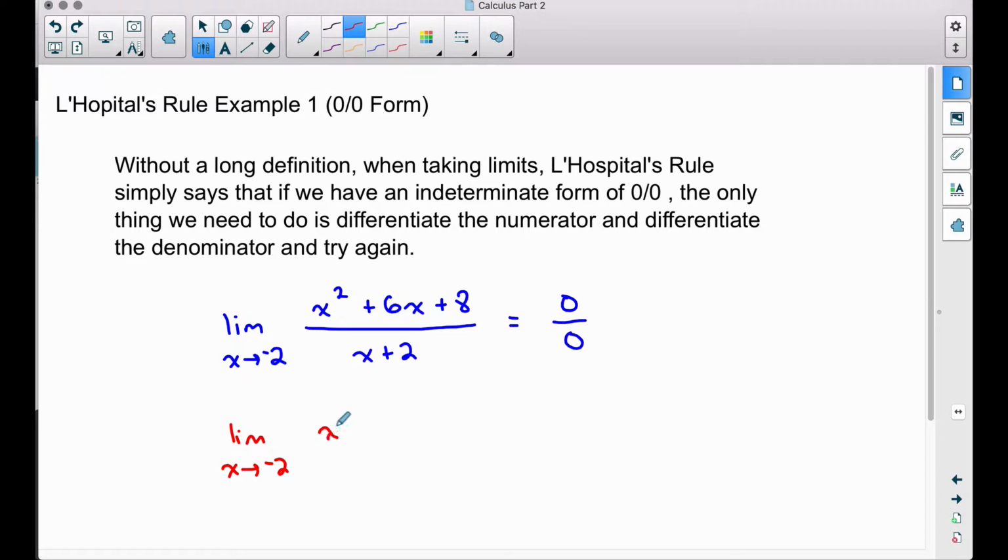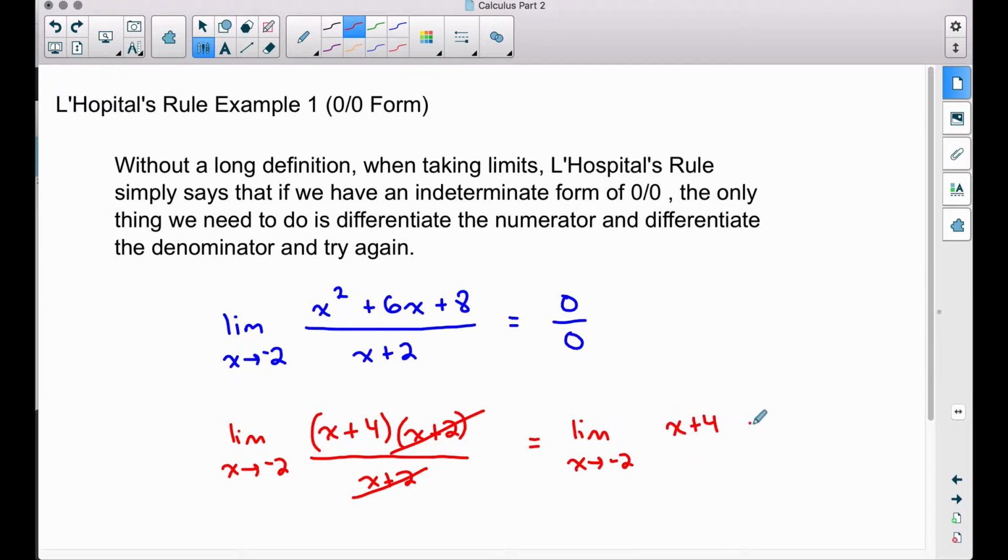I'm just going to show you the factoring piece real quick. We can factor that numerator to give us x plus 4 and x plus 2 over x plus 2. And this is one of the first things you learned about in Calculus 1 when you were dealing with limits. Factor and then try to cancel, and now we can find the limit as x approaches negative 2 of x plus 4. And then when we substitute negative 2 in now, negative 2 plus 4, we get an answer of 2. So technically we've already answered this question without even applying L'Hopital's rule.